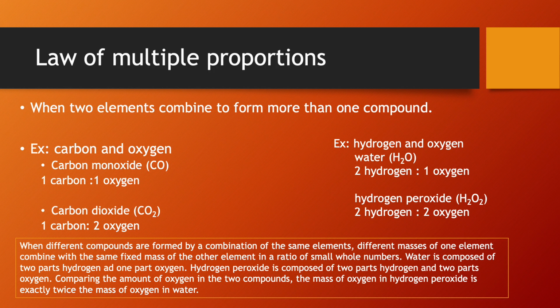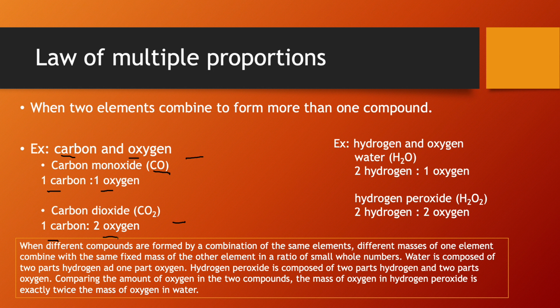The law of multiple proportions: when 2 elements combine to form more than one compound. So our first example is looking at carbon and oxygen. We know that in a 1-to-1 ratio, 1 atom of carbon to 1 atom of oxygen, we can make carbon monoxide. We can change that ratio, multiple proportions, 1 atom of carbon to 2 atoms of oxygen gives us carbon dioxide. Same elements, but now I have multiple proportions. I had a 1-to-1 proportion for carbon monoxide and a 1-to-2 proportion for carbon dioxide.